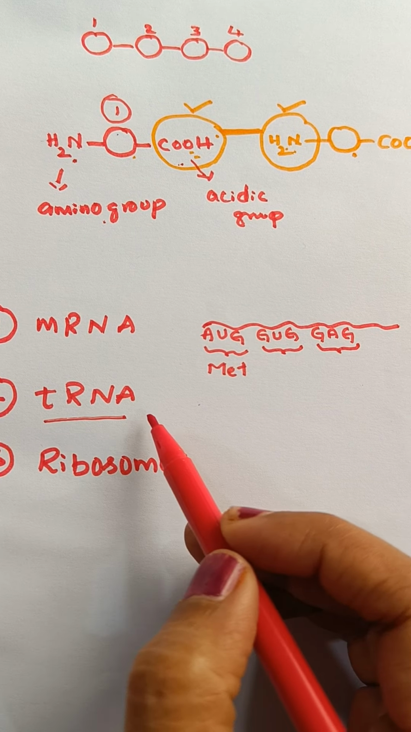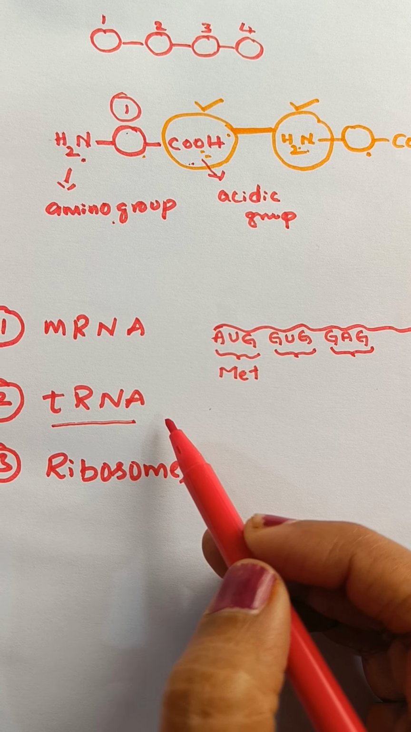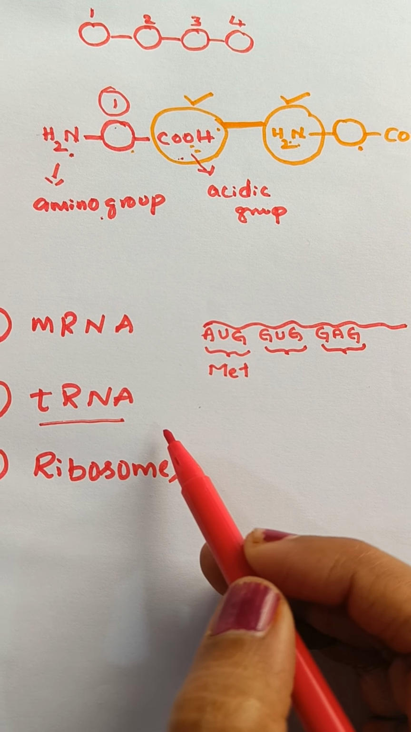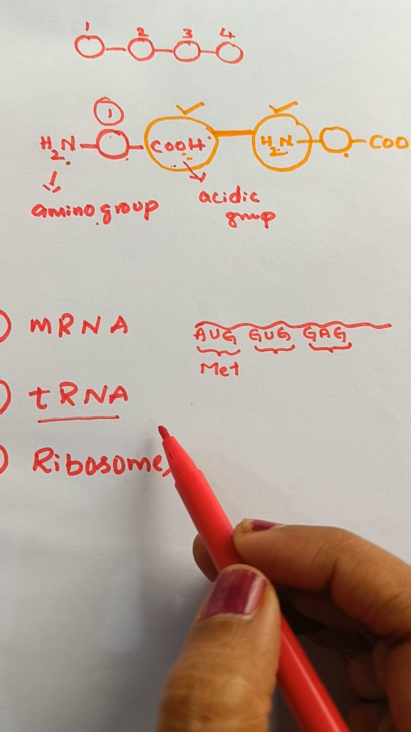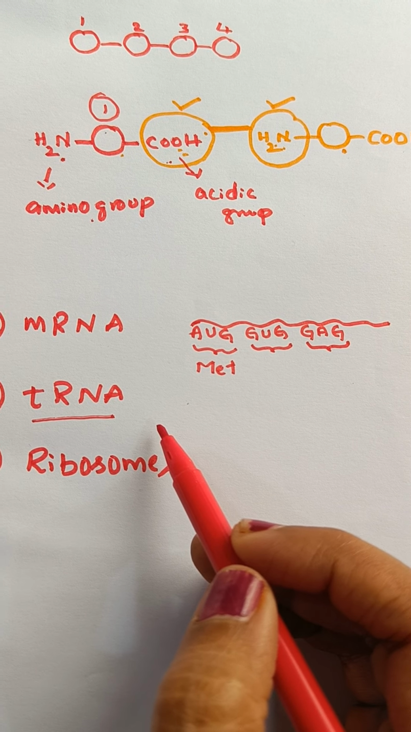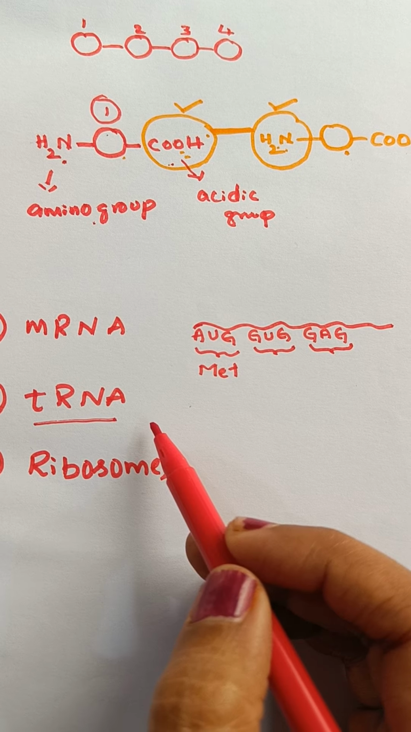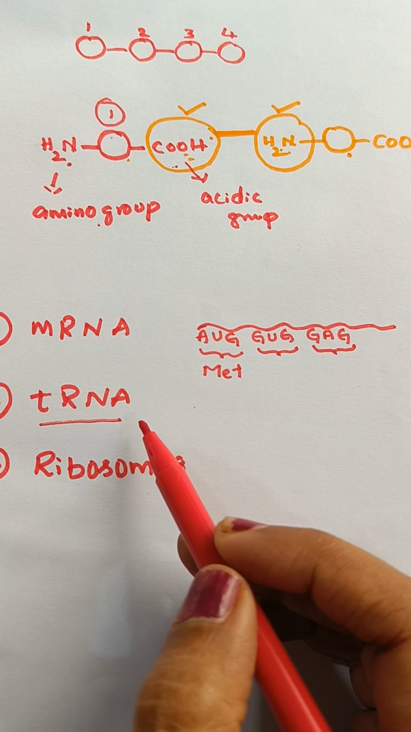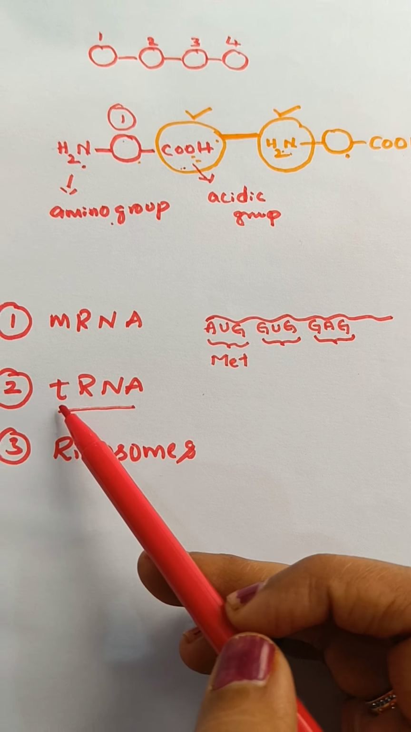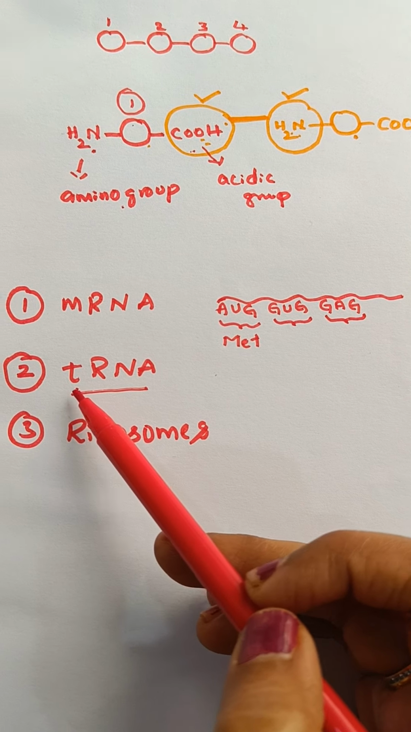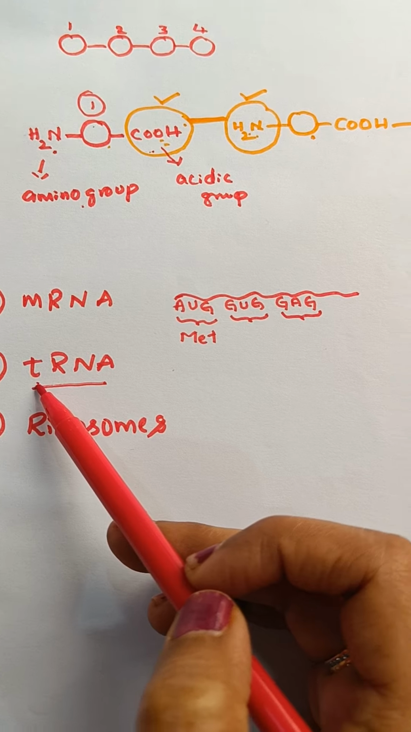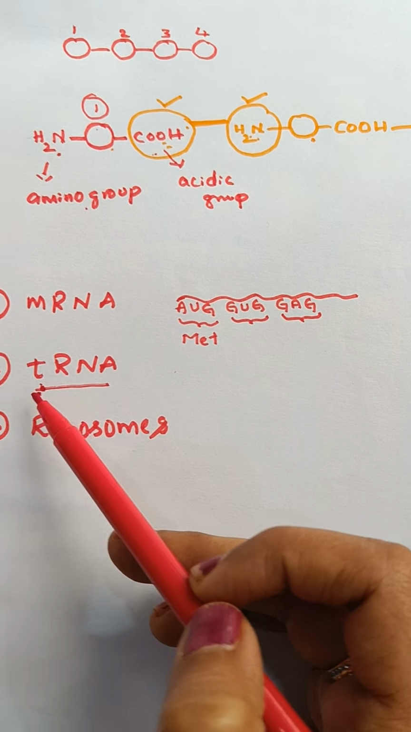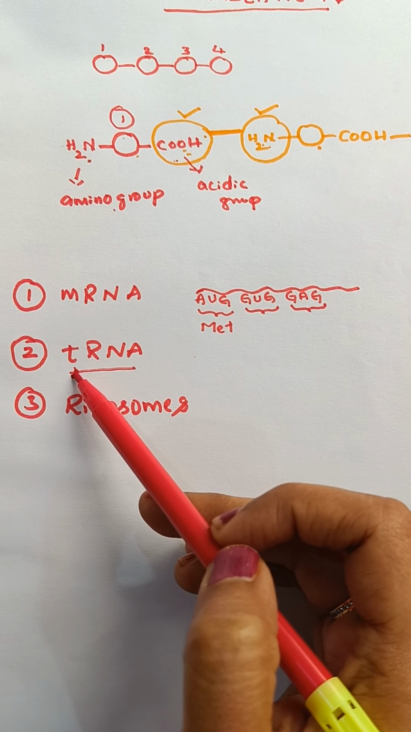We know that there are around 20 tRNAs in any particular cell, which means that 20 different amino acids are carried by 20 different classes of tRNAs. The main function of tRNA is transfer. That is, it transfers a specific amino acid. A specific tRNA carries a specific amino acid to the site of protein synthesis.